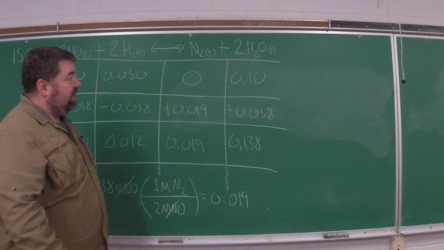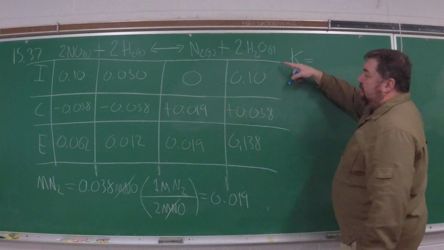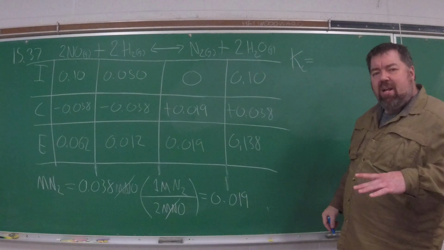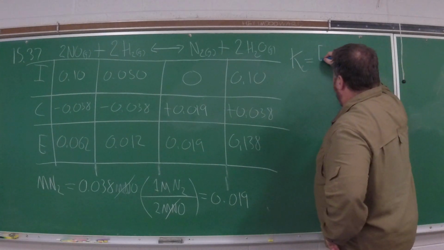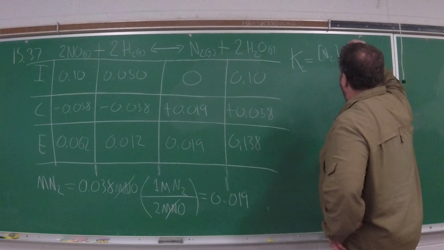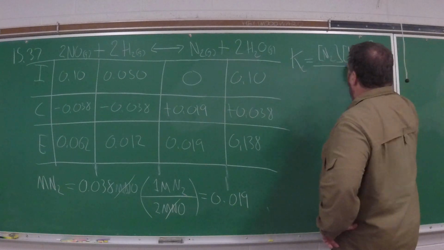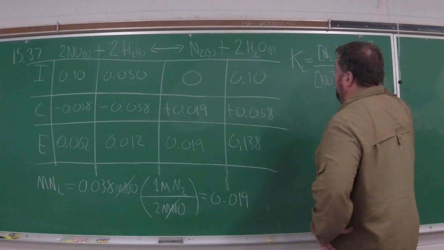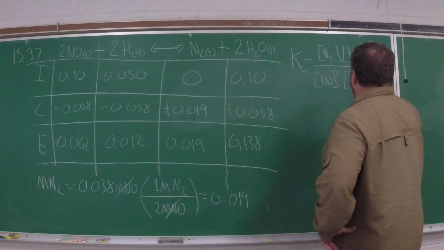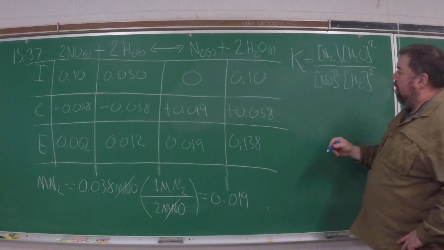And again, like I told you, you have a hard time putting this all on the board. So I'm going to go right here. Again, products over reactants. Ratio stoichiometric coefficients. So concentration of N2 times concentration of H2O squared, divided by concentration of nitrogen monoxide squared, divided by concentration of H2 squared. And then plug in all of our numbers.